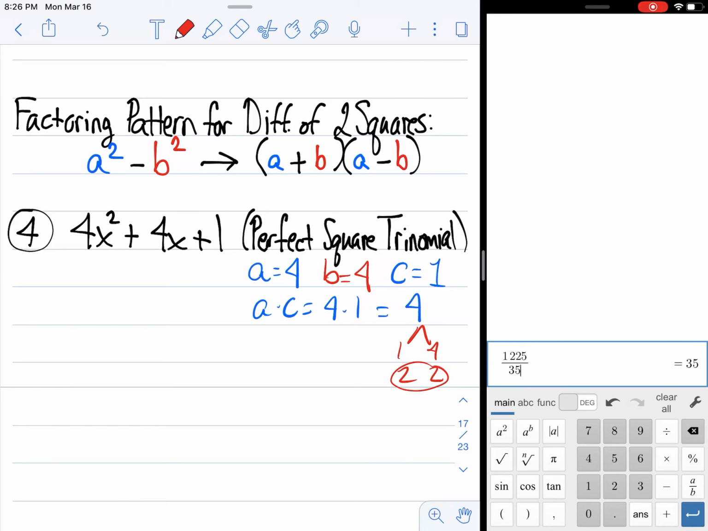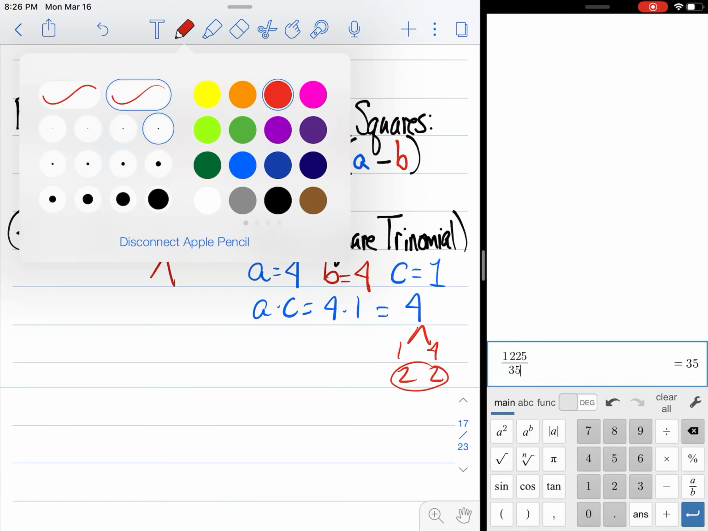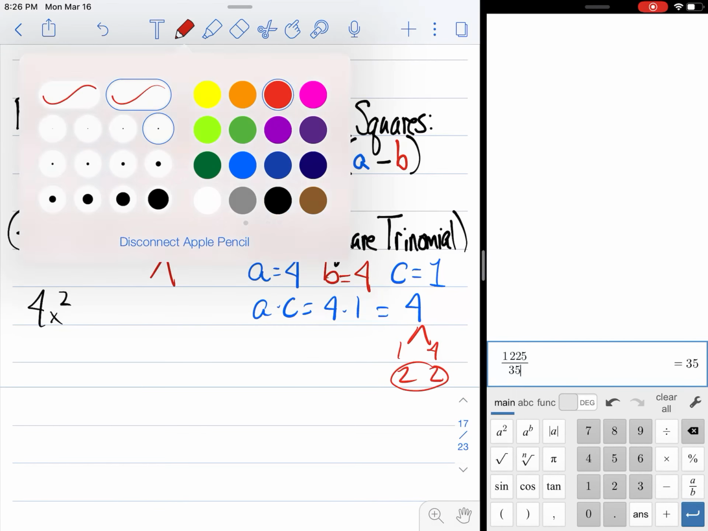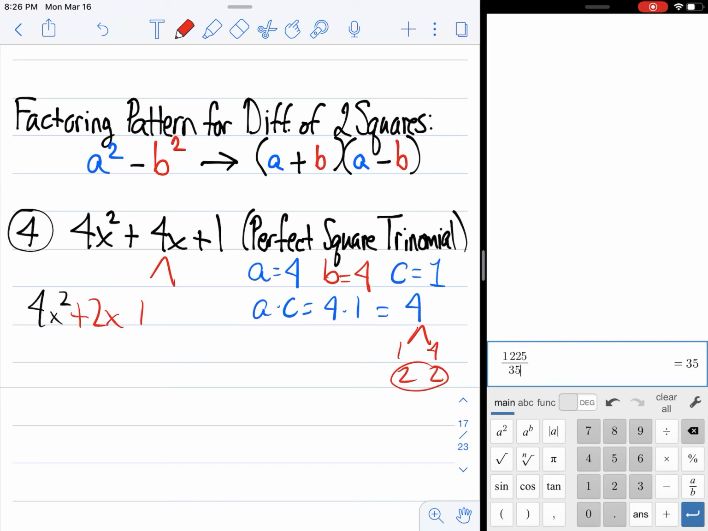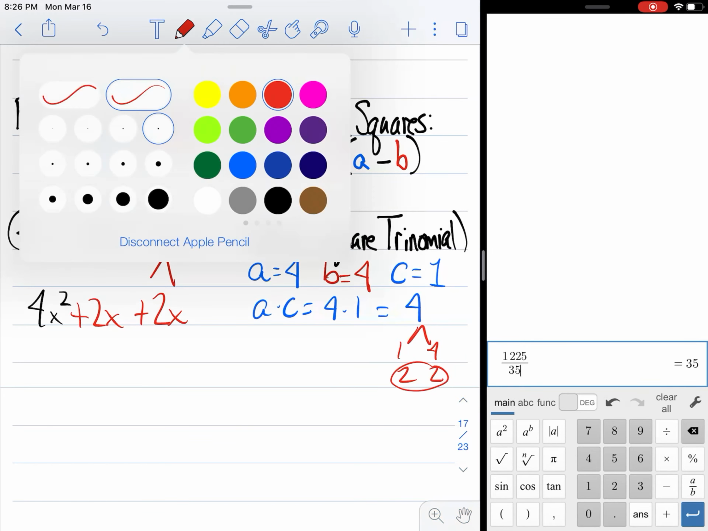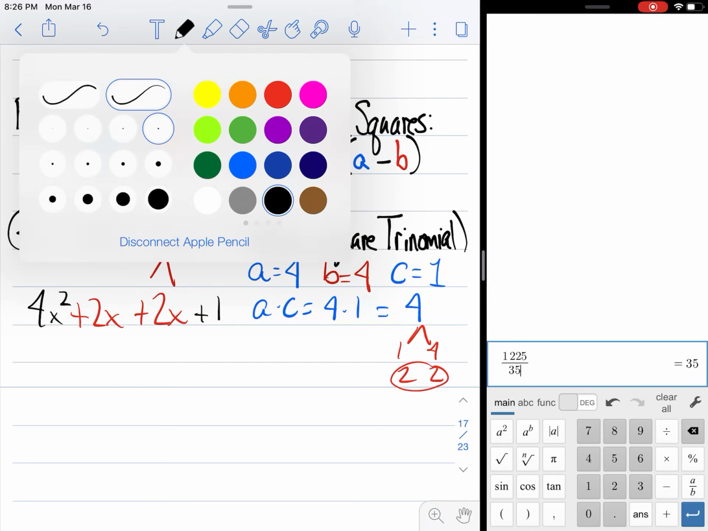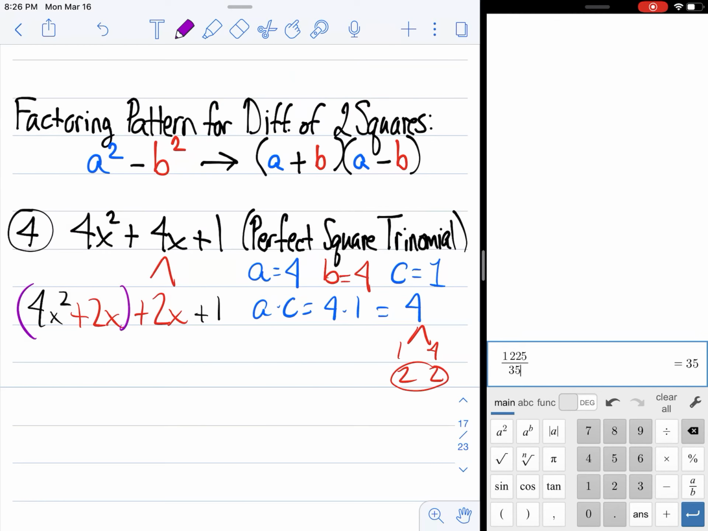So now all I'm going to do is split it and group it. I'm going to split the middle term, and then I'm going to group them together. So I have 4x squared, and then I'll have plus 2x, plus 2x again, plus 1. Group them together, like so.